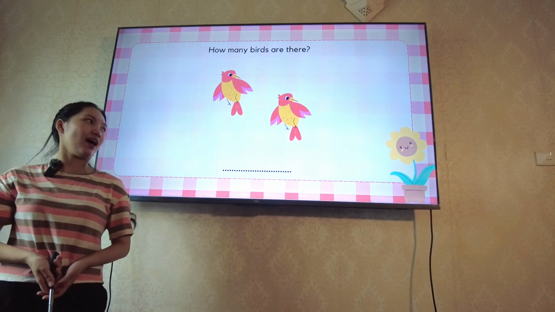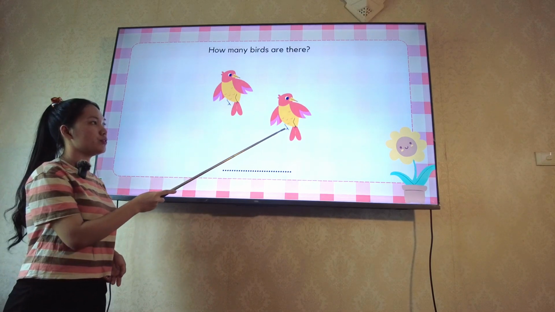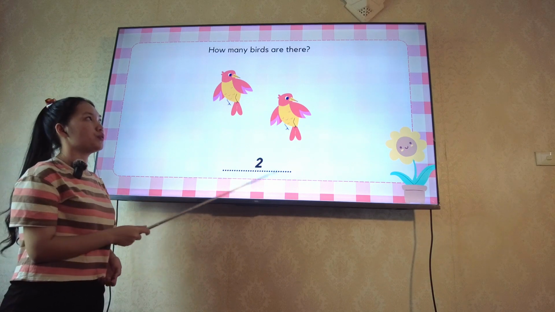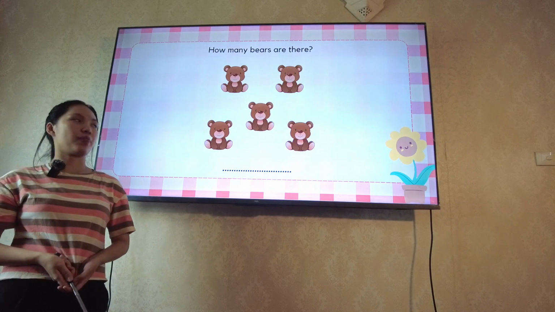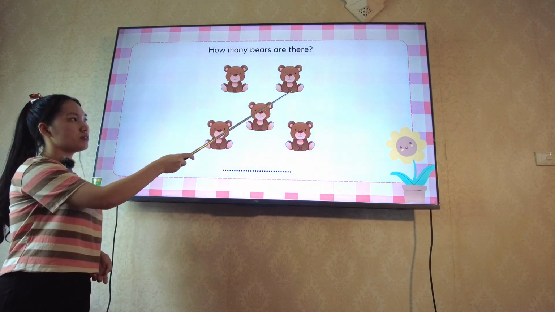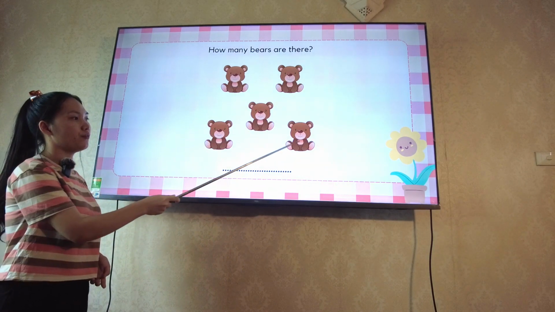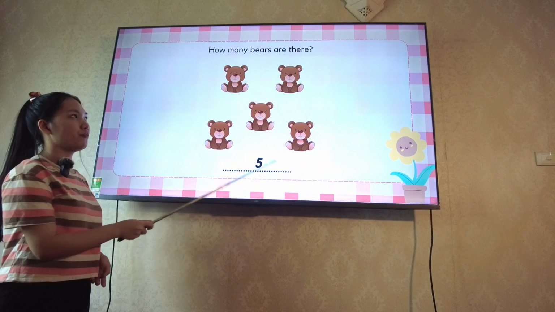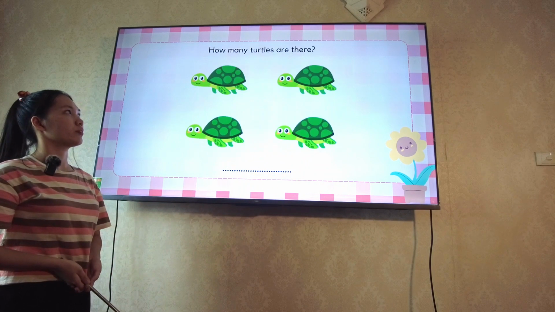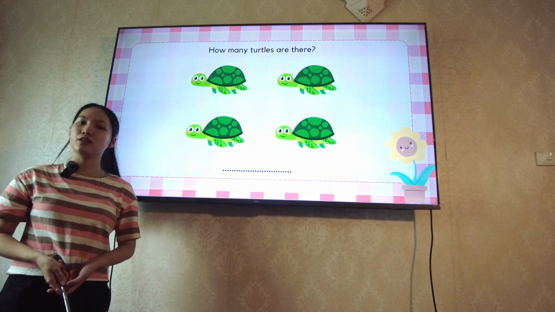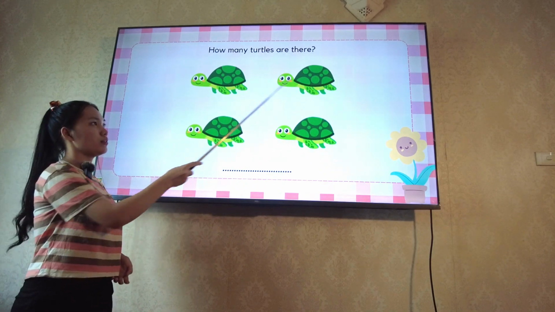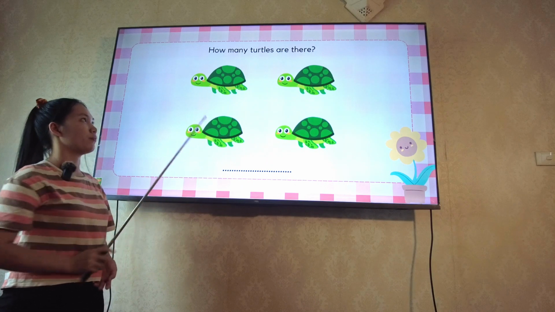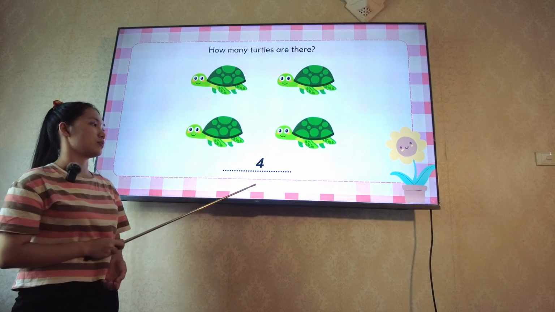How many birds are there? 1, 2. There are 2 birds. How many bears are there? 1, 2, 3, 4, 5. So there are 5 bears. How many turtles are there? Let's count. 1, 2, 3, 4. So there are 4 turtles.